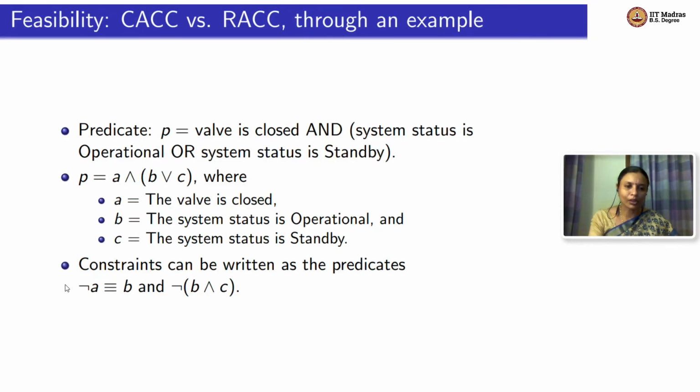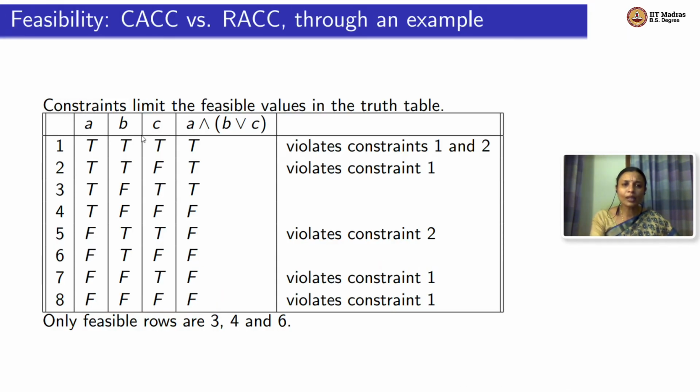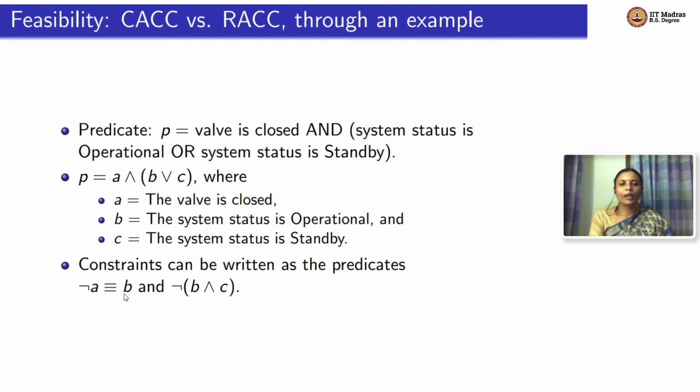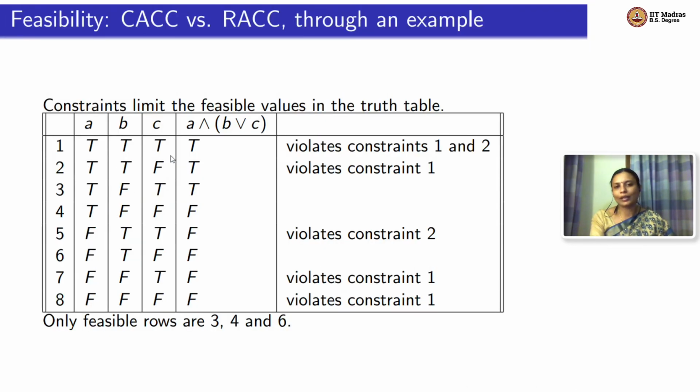We had this constraint, not A equivalent to B, and not of B and C. If you see, row 1 violates both the constraints because A and B are true together. So not A will never be equivalent to B. And it says not of B and C. That's also not true because not of B and C will give me false. So the first row violates both the constraints. So we can't use that for testing. It will not satisfy the test requirement of testing that condition. Similarly, the second row violates constraint 1. Again, A and B are true together. The seventh row and eighth row also violate constraint 1.